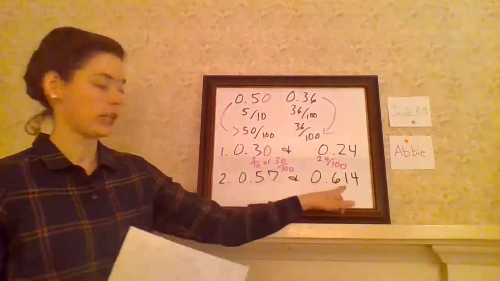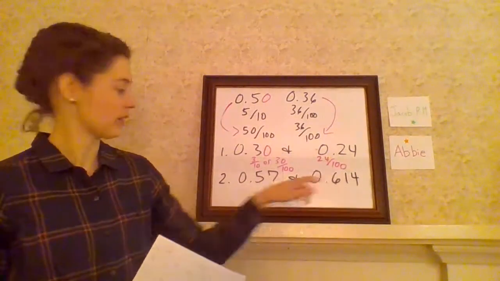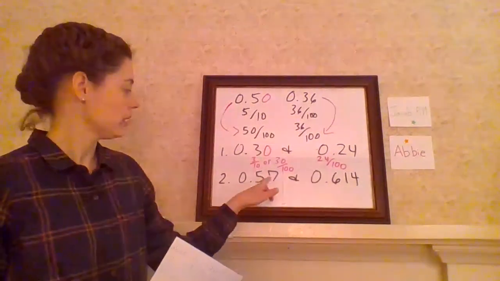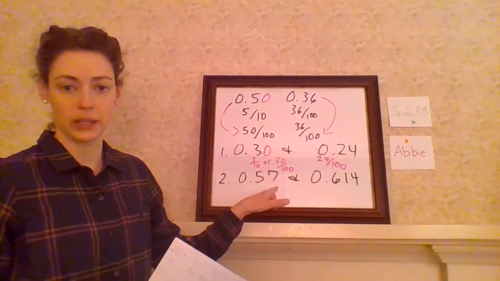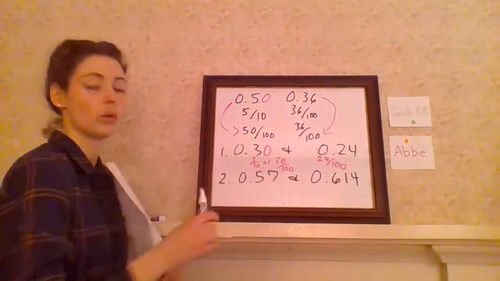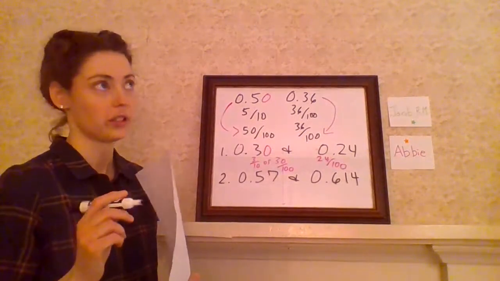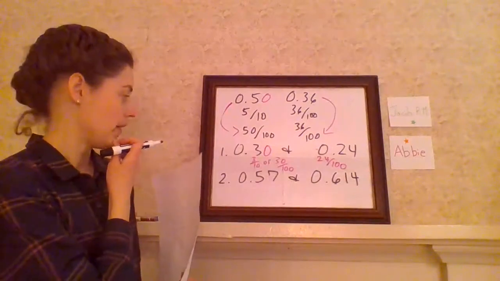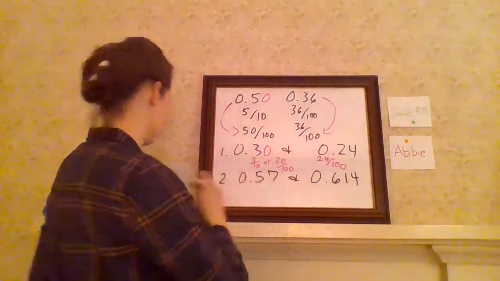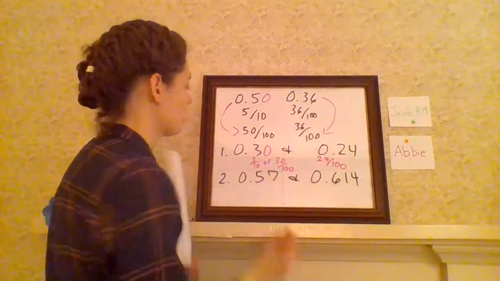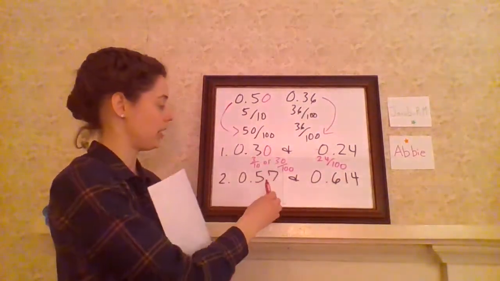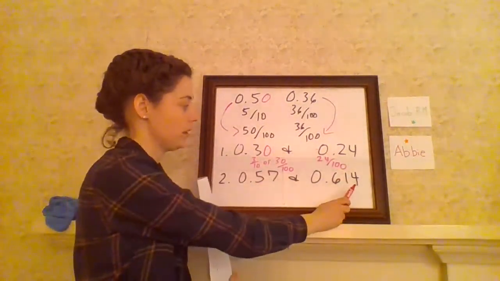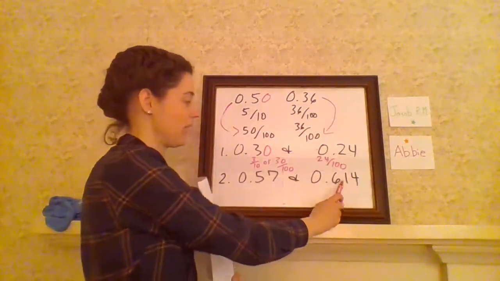0.57 and 0.614. So this is tricky at first. 614 looks larger than 57, but remember, they don't have the same number of digits. So let's put them into fractions with a common denominator, and then we'll try adding digits. We have to use the denominator that works for the number that has the most digits, so we have to do it for this one.